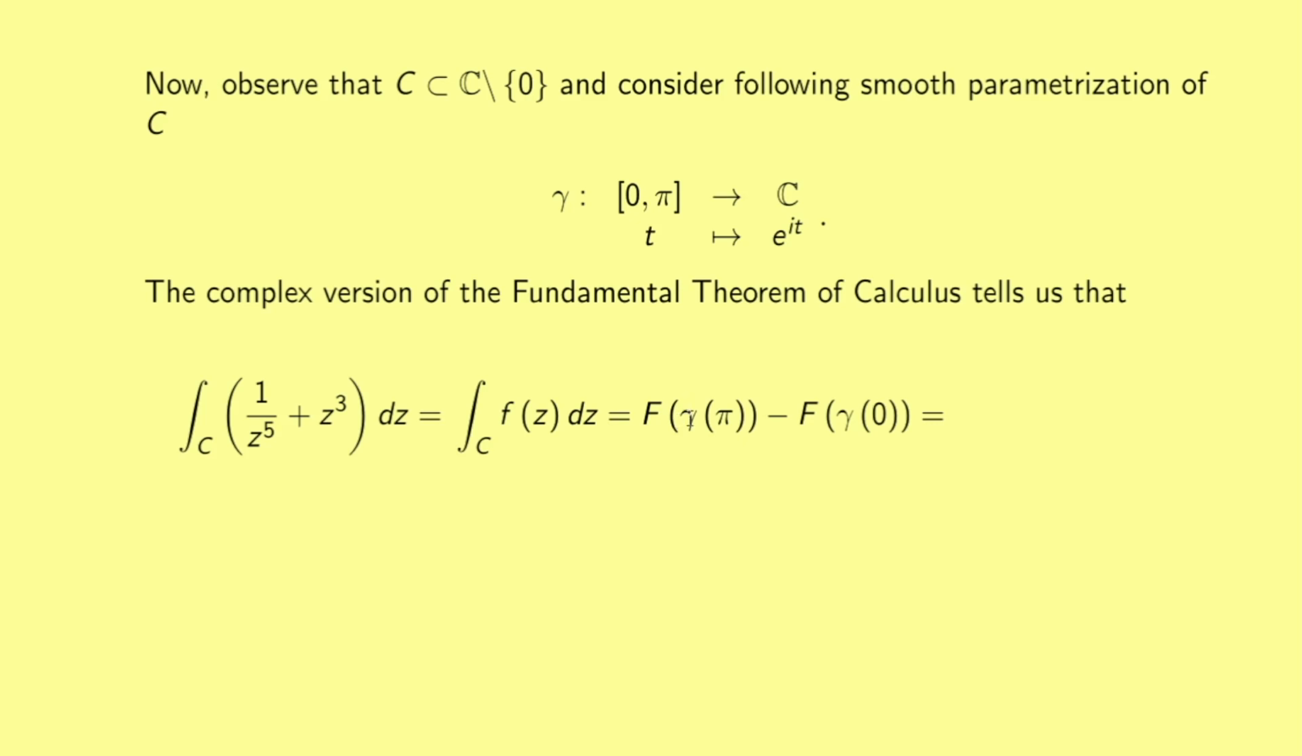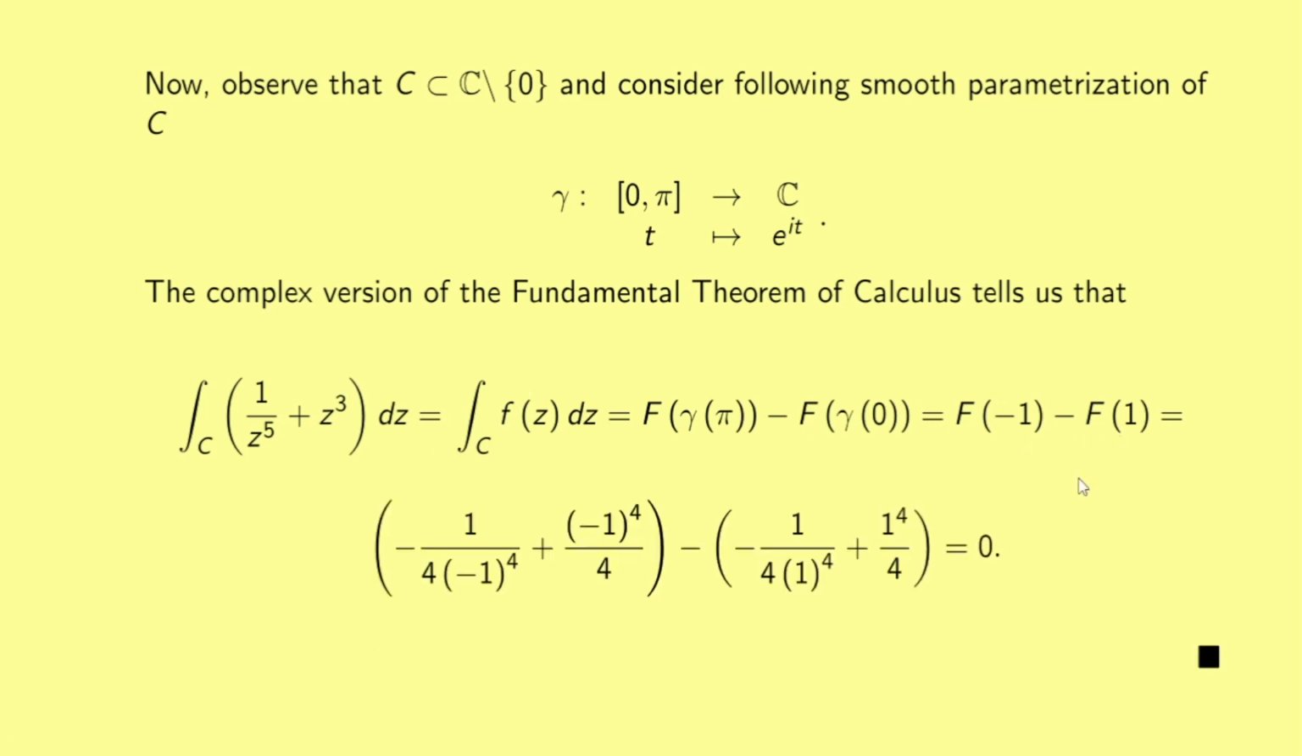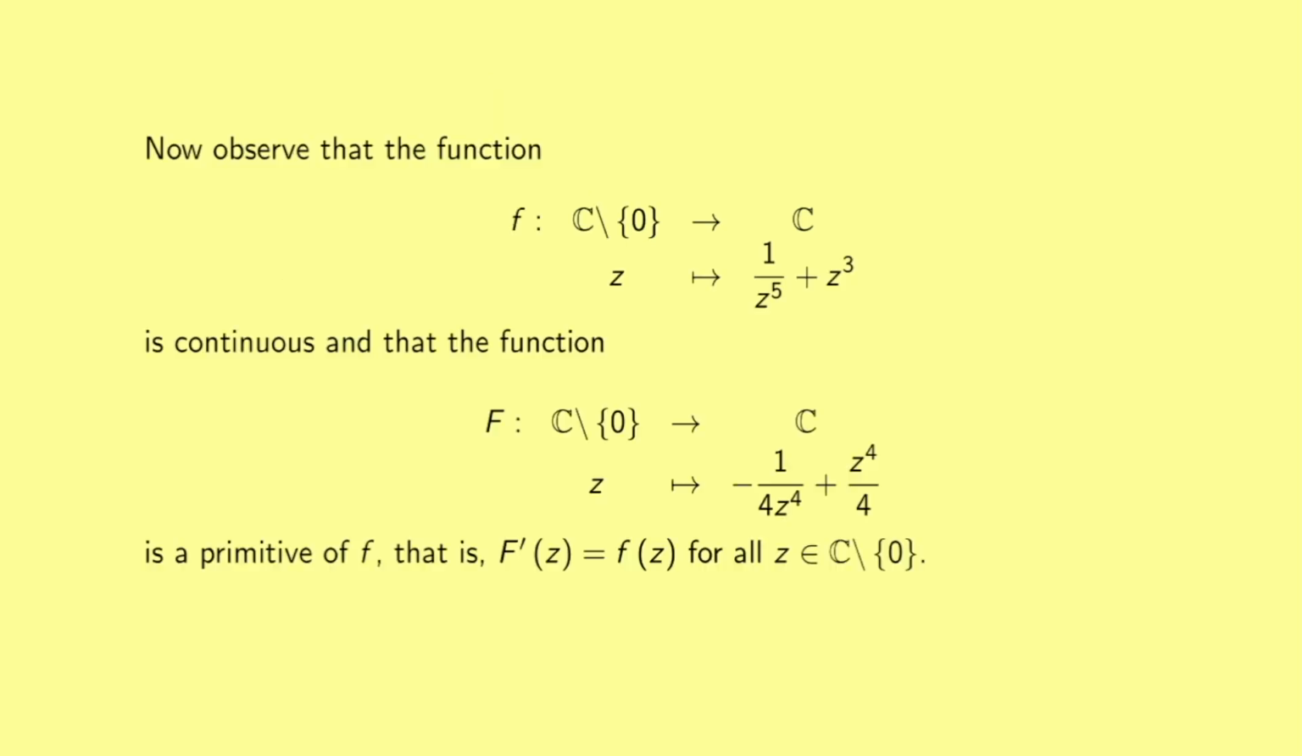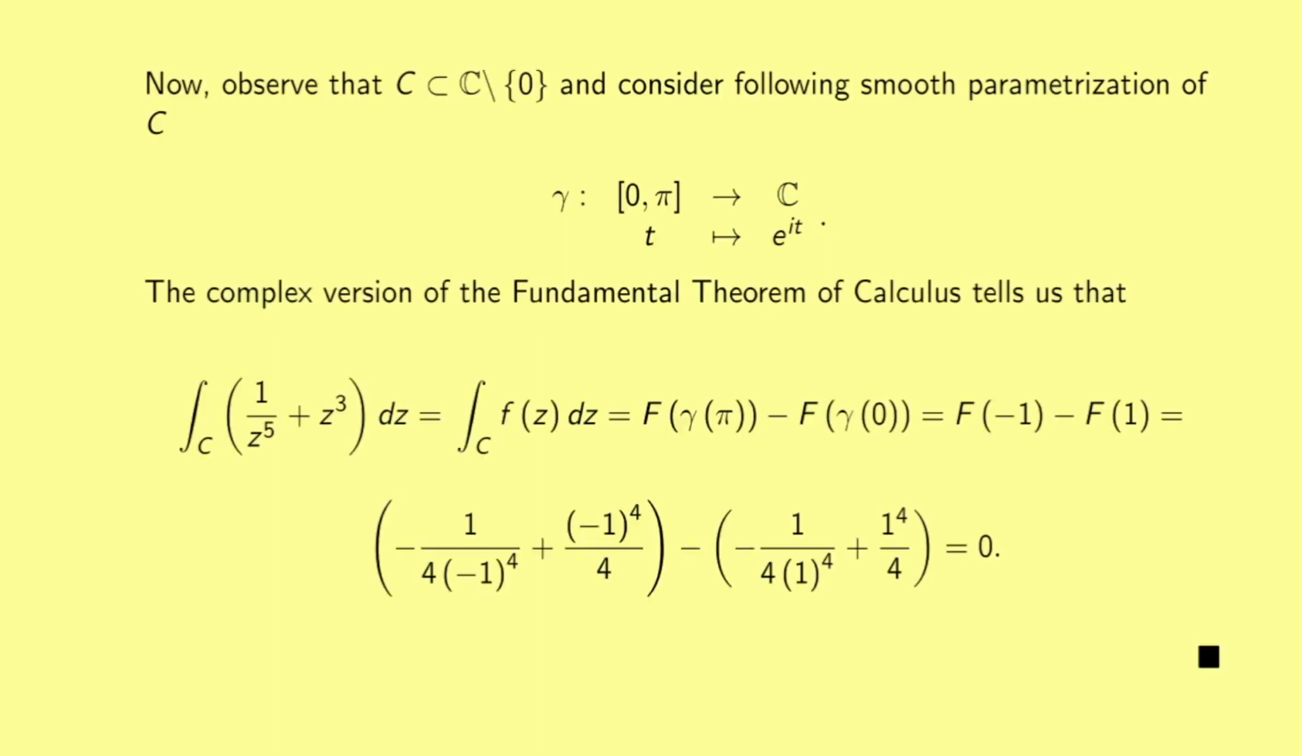So the end point is gamma of pi, which is minus 1, and gamma of 0, which is 1. So we have big F of minus 1 minus big F of 1, and now we plug in the expression we found for big F. So we get this, and this is 0.